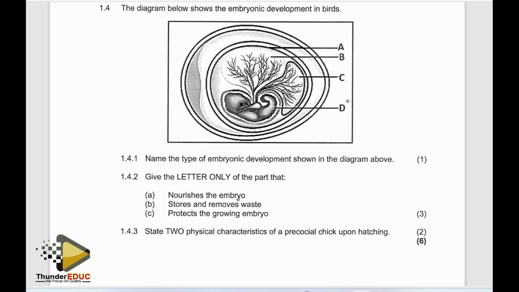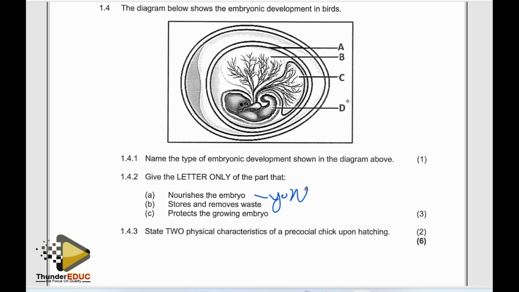What now shows the embryo? It is the yolk. But remember, based on our examination guideline, we say yolk sac, because the yolk stores the nutrients. So what is the yolk sac in there? Based on my diagram, I see the yolk sac as A.